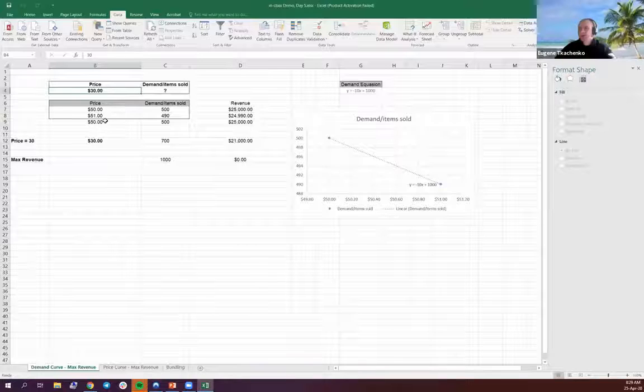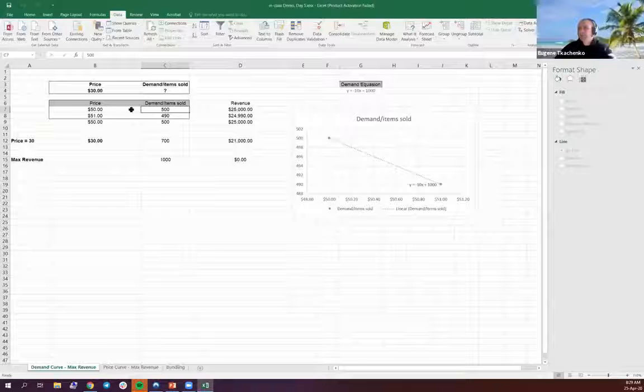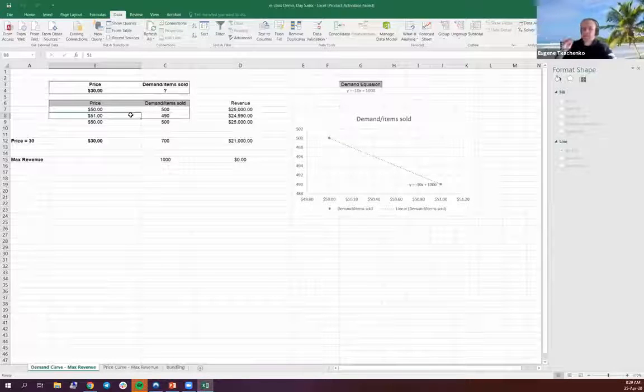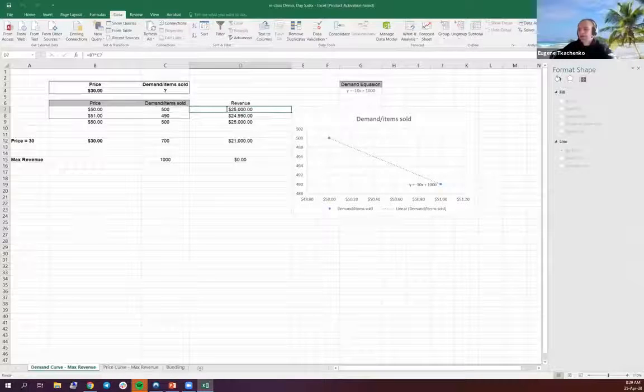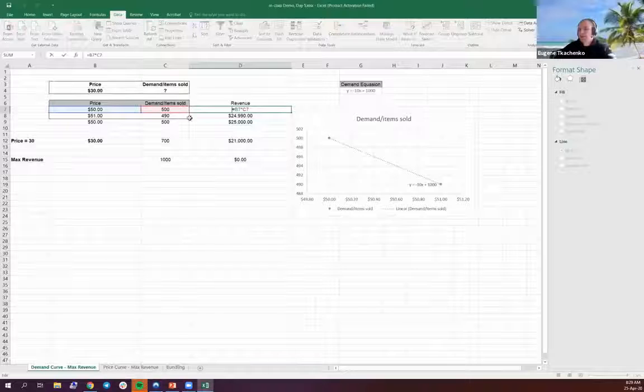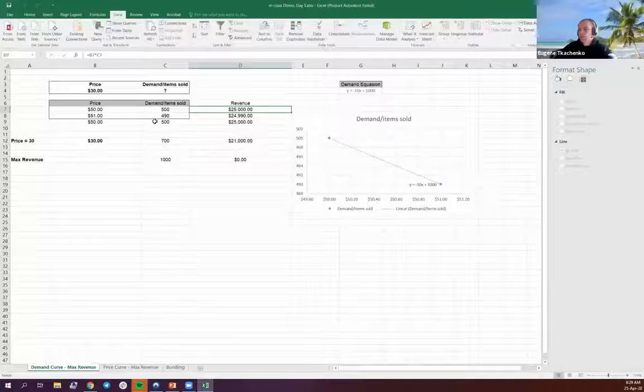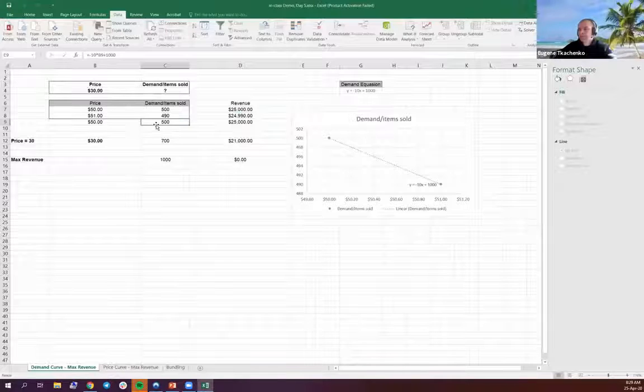So let's assume that you know that you can sell 500 items for the price of 50. And you also decided to increase the price a bit from 50 dollars to 51, and then you were able to sell 490 items. So the revenue is calculated as follows: basically the price times demand, or the items sold. But what if you're interested in selling, for example, 500 units?